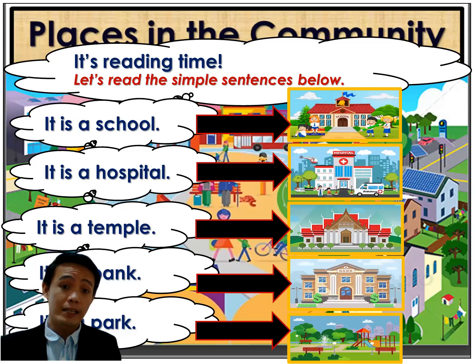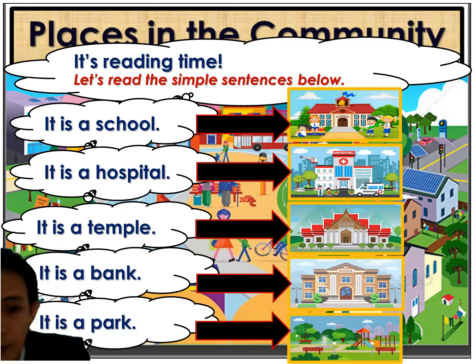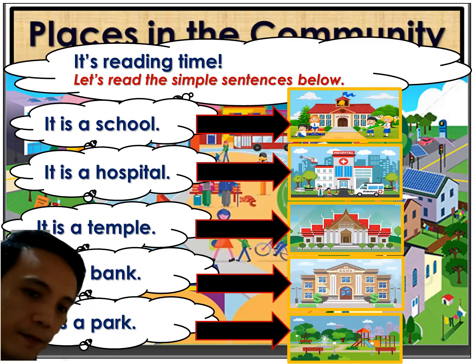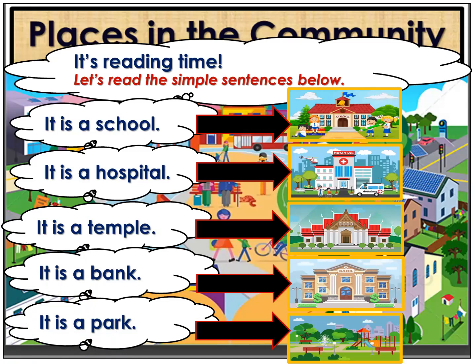Now, let's practice reading. It's reading time. Let's read the simple sentences below. Repeat after me, okay? Let's start. The first sentence: It is a school. Say it. It is a school. Next. It is a hospital.